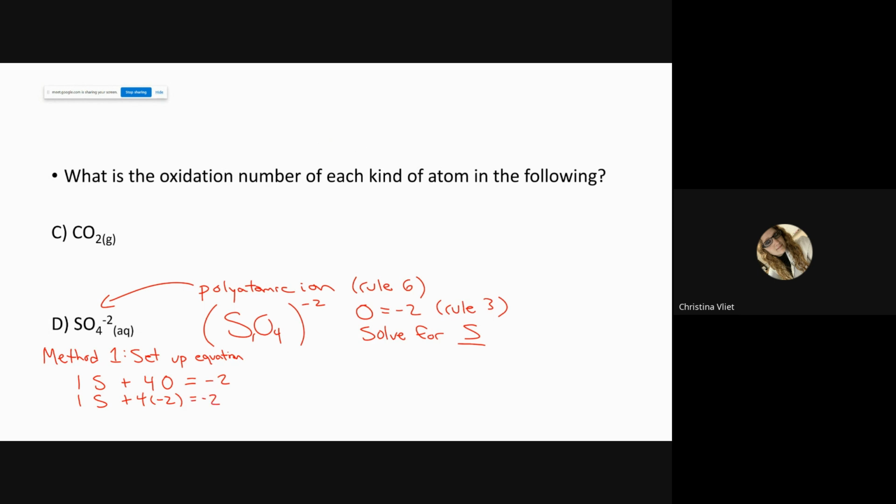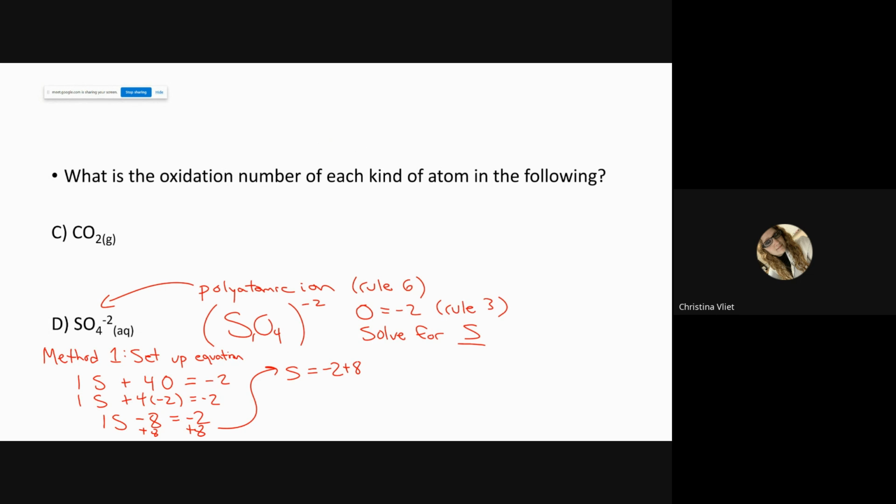Now what? It will be 1S minus 8 equals -2. Are we good with that? Positive 4 times -2, the signs are opposite, so you get a negative. And how do we end up solving this now for sulfur? Add 8 to solve for sulfur. You get S equals -2 plus 8.